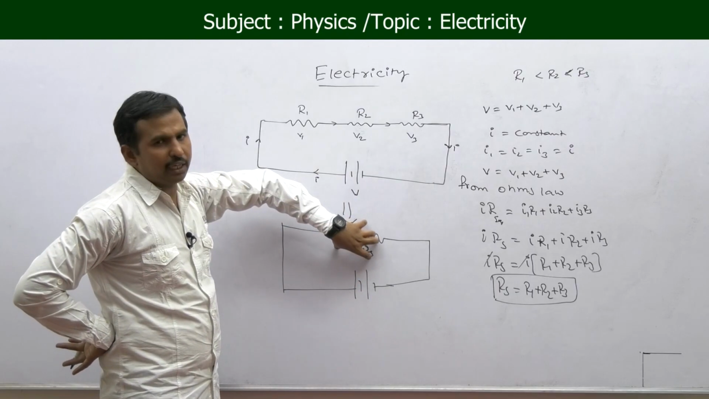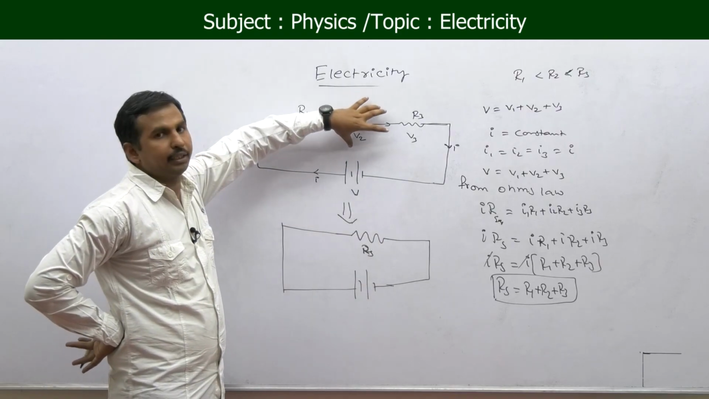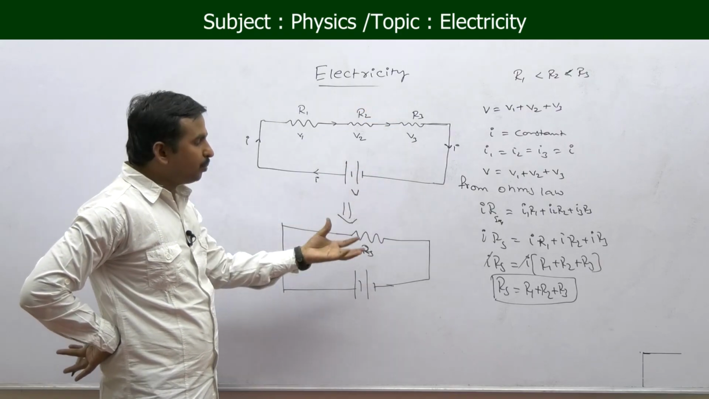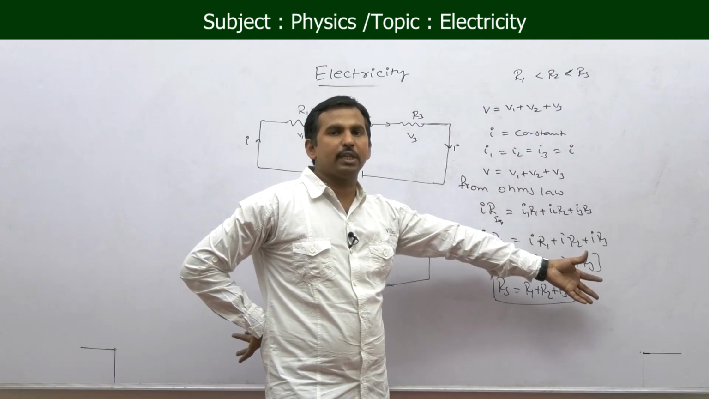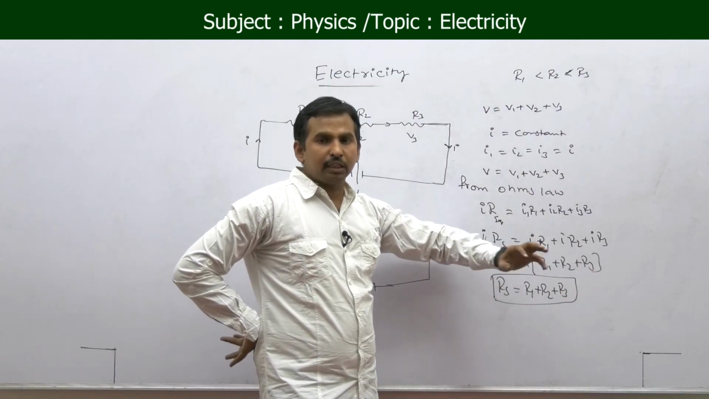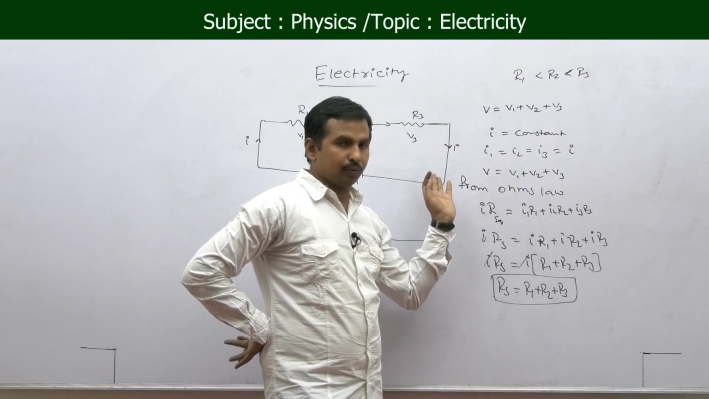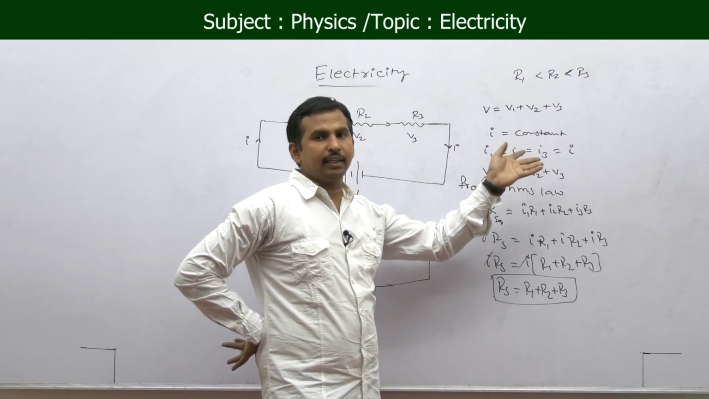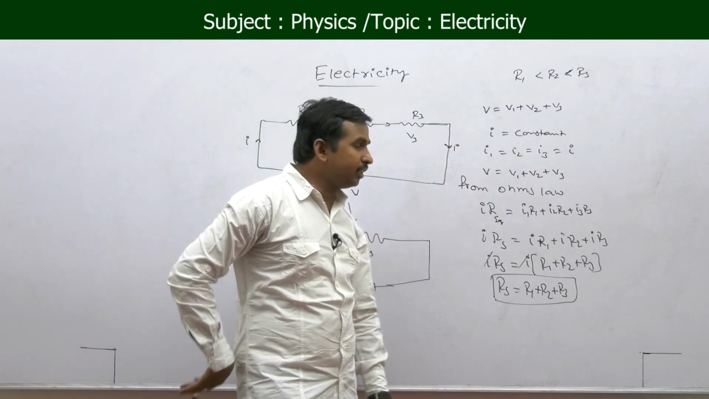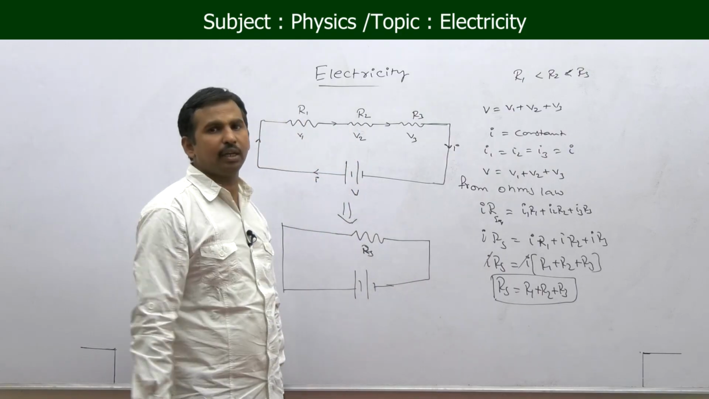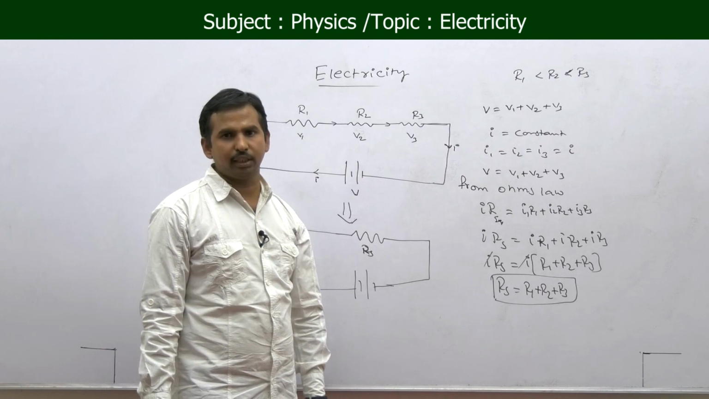That is the equivalent resistance when the resistors are connected in series. And if you observe, as RS is equal to R1 plus R2 plus R3, the final resistance we get is always more than the given ones, as we are taking the algebraic sum here. That is about when the resistances are connected in series.